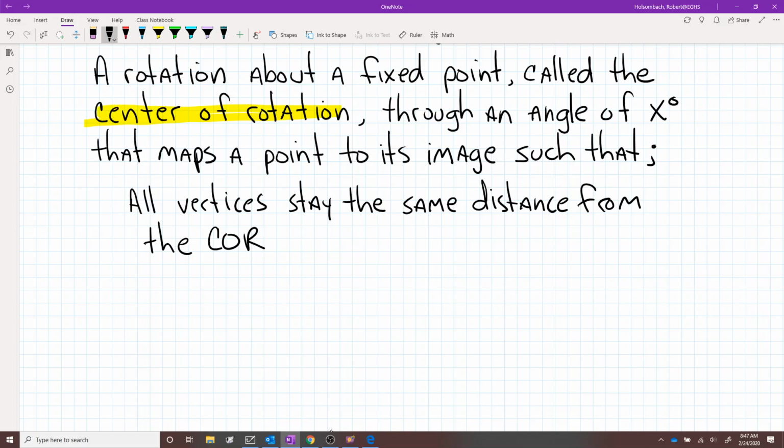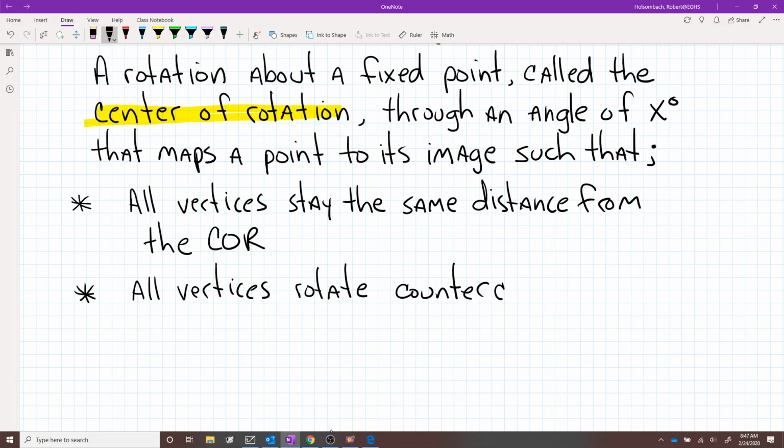Alright, a rotation about a fixed point, called the center of rotation, through an angle of x degrees, maps a point to its image such that when you're rotating, all vertices stay the same distance from the center of rotation. All vertices rotate counterclockwise unless otherwise noted.